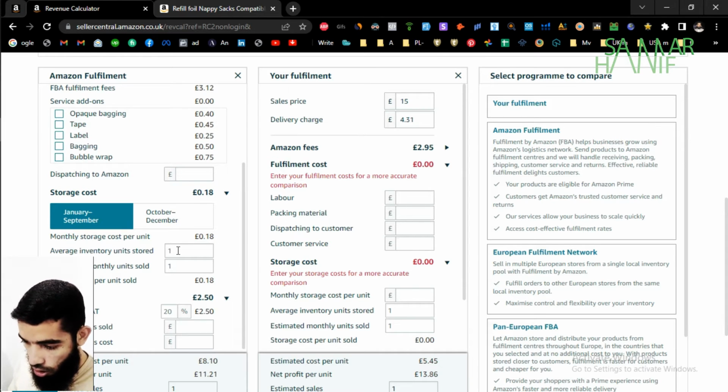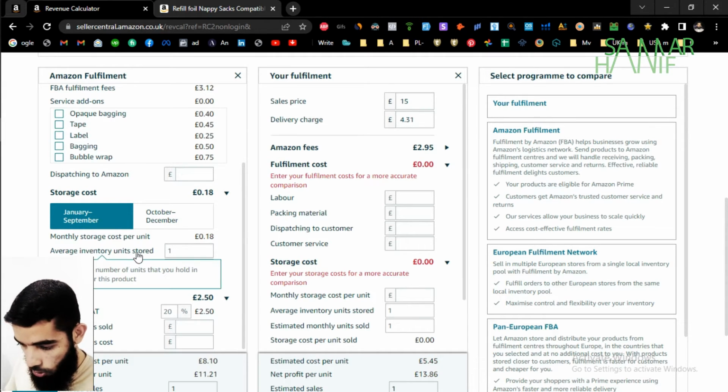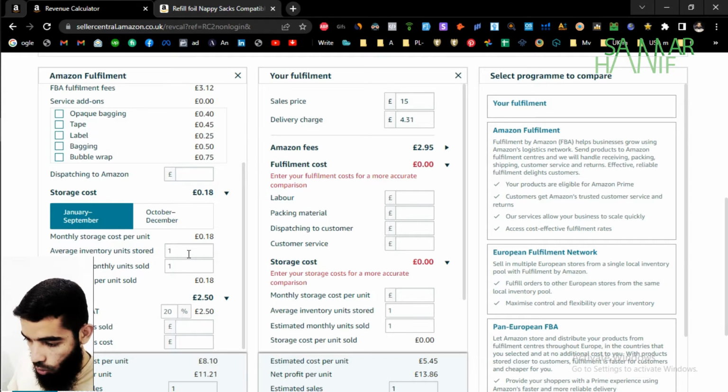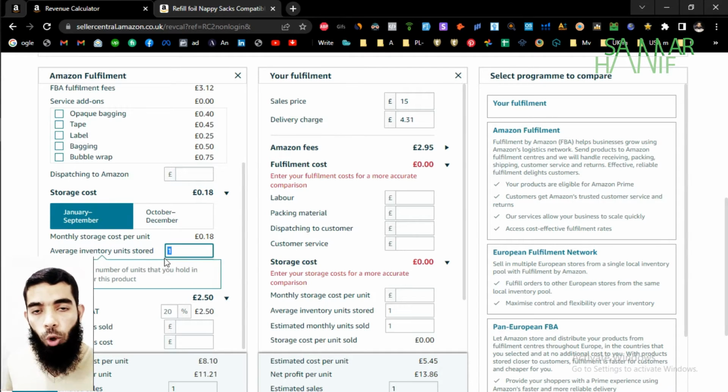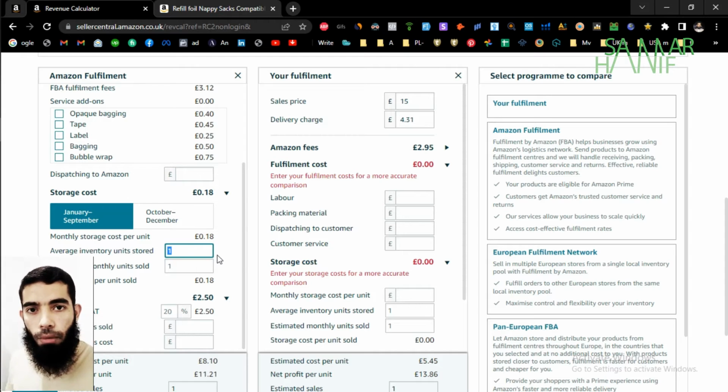This is the storage cost per unit, and Amazon will charge this fee after 1 month. For example, if all of your inventory is sold out within a month, you will not pay any storage fee. And if after 1 month, let's say you are left with only 5 units, then you will pay this storage fee on those 5 units only. Keep in mind that this fee is increased after 3 months since you sent your inventory and is further increased after 6 months.